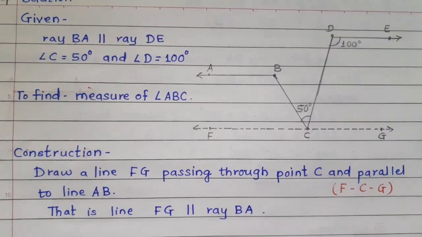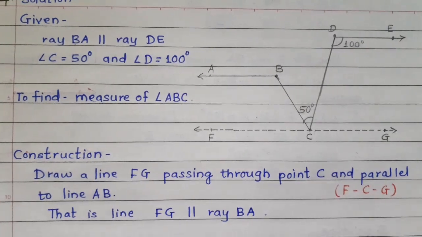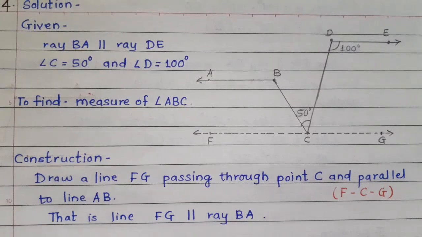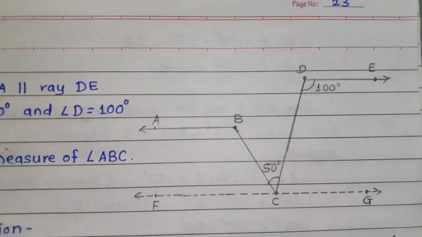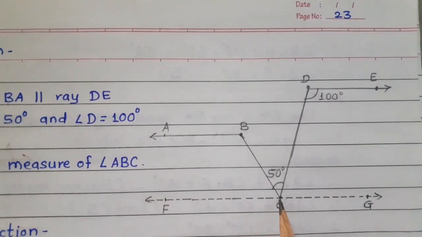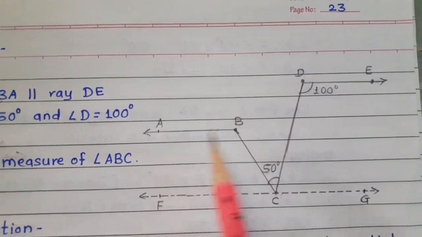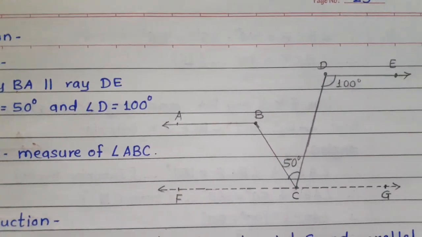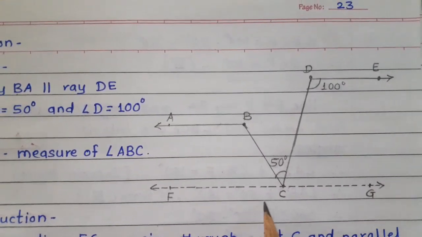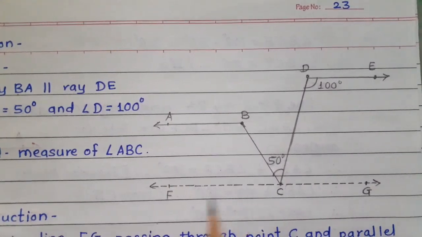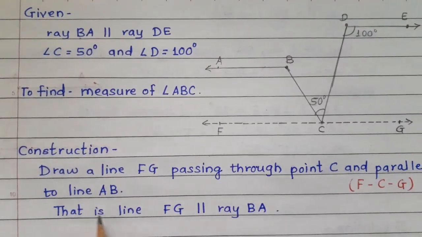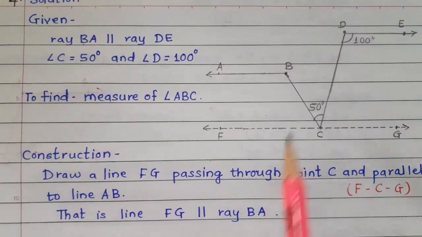First of all, we make a construction here. Draw a line FG passing through point C and parallel to line AB. As FG is passing through C, it means point C is in between F and G. Line FG is parallel to ray BA.